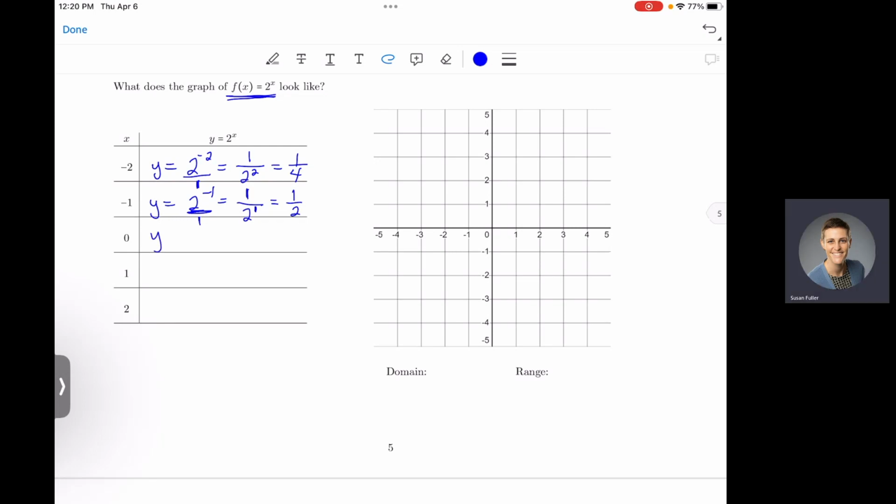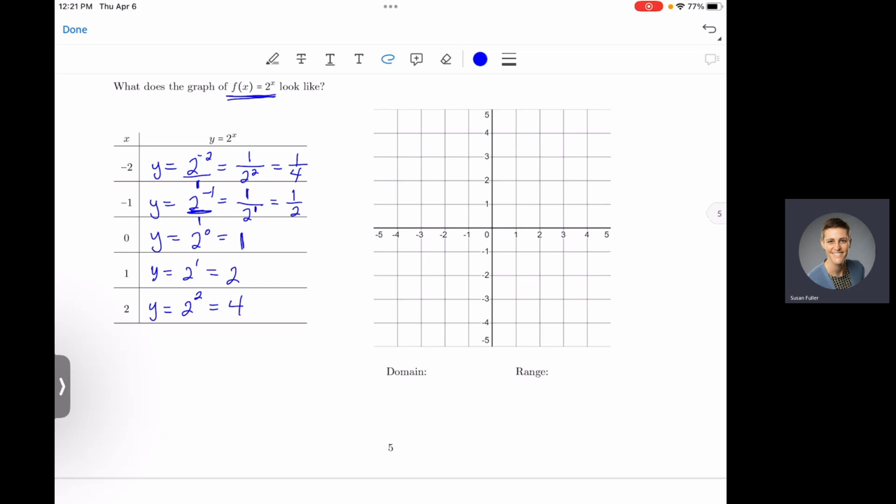When x is 0, y is going to be 2 to the 0 power. Recall, anything to the 0 power is 1. There's an exponent rules video that I have already posted that will walk you through why anything to the 0 power is 1. But for now, just know anything to the 0 power is 1. And what if x is 1? Then y is 2 to the first power, which is 2. And if x is 2, then y is 2 to the second power, which is 4.